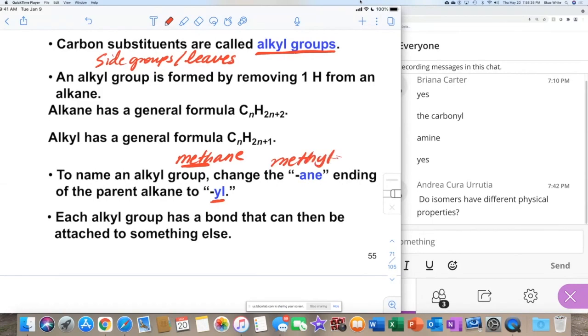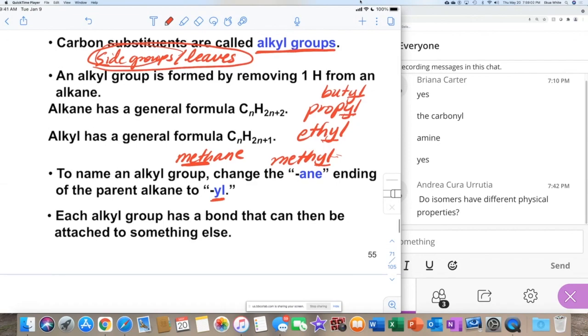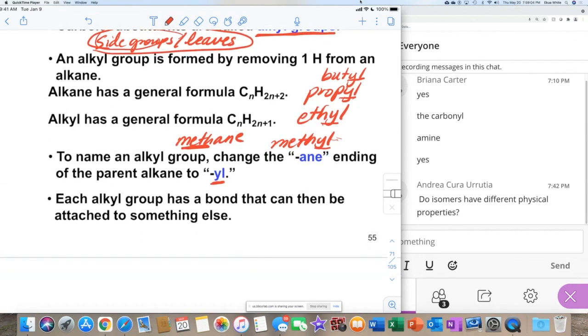Okay? So methyl, ethyl, propyl, butyl. The YL we're using all the time indicates to the person reading that this is one of those branches. This is one of those side groups. The leaves on the branch, right? This is more like the leaves of the side group. Okay? So as we're going through this, it will make more sense as I'm working on this.